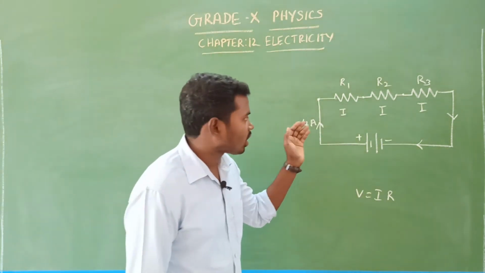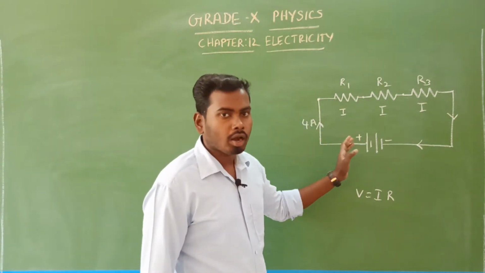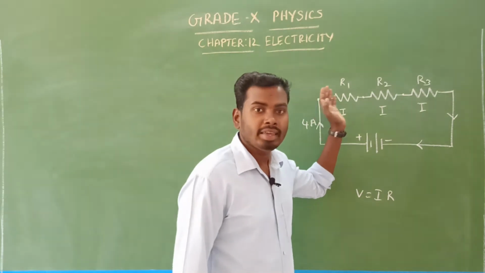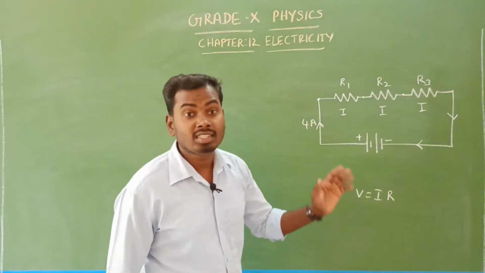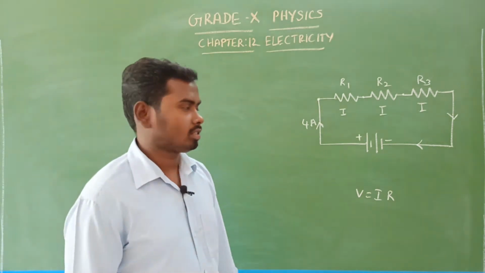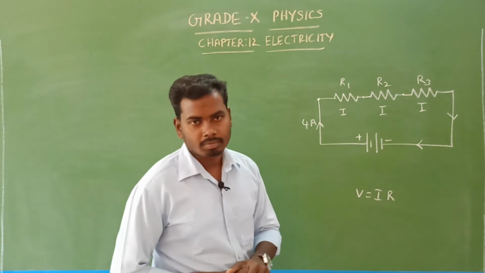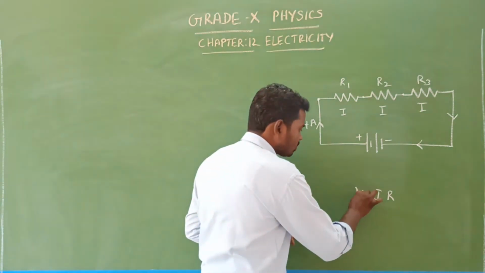Look here. Whatever resistors are connected in series, the same amount of current flows across each resistor in a series combination, only in a series combination. Is it clear, students? Okay, sir, current. What about the voltage, sir? According to Ohm's law, V equals IR.